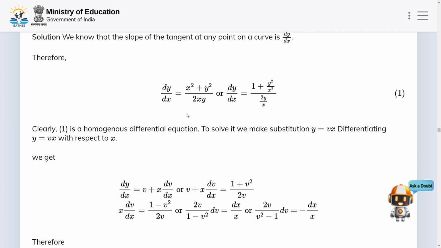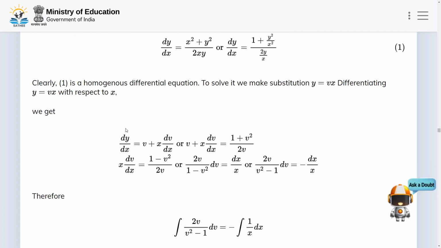This means homogeneous differential equation, okay. Now y is equal to vx. Substitute y equals vx. This means dy by dx can be replaced by v plus x dv by dx. Now substitute this dy by dx in here. You will get v plus x dv by dx equals 1 plus v square divided by 2v.